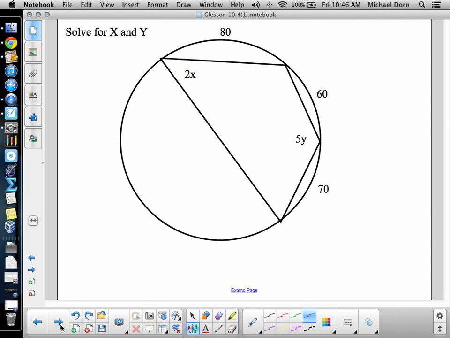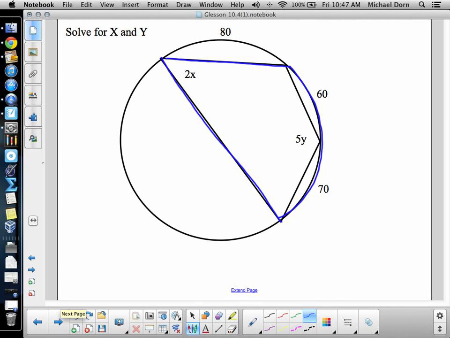Let's solve for x and y here. We're given some information, but not all of it, but that should be okay. 2x, here's my angle. A lot of times it helps to redraw and highlight. There's the arc it intercepts. What's the arc total that's being intercepted? 130. That means 2x, well, what does the angle have to be then?